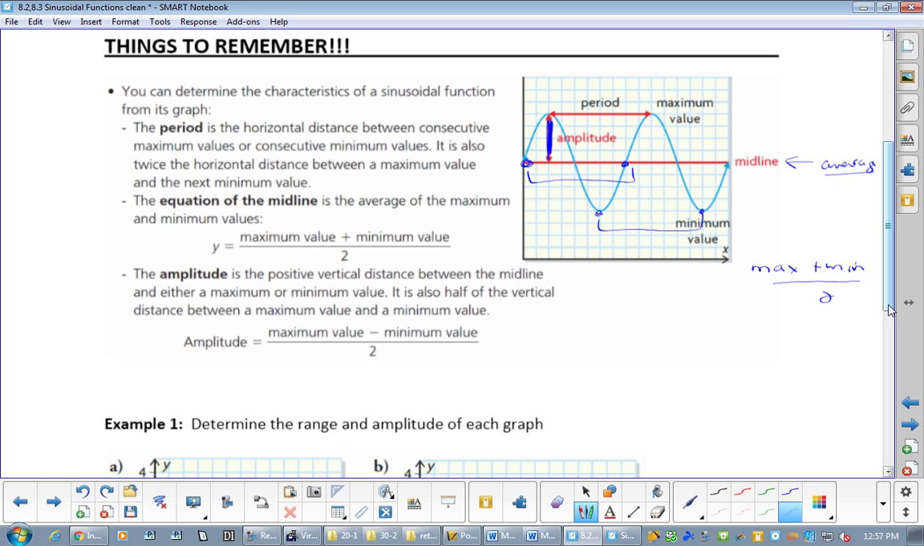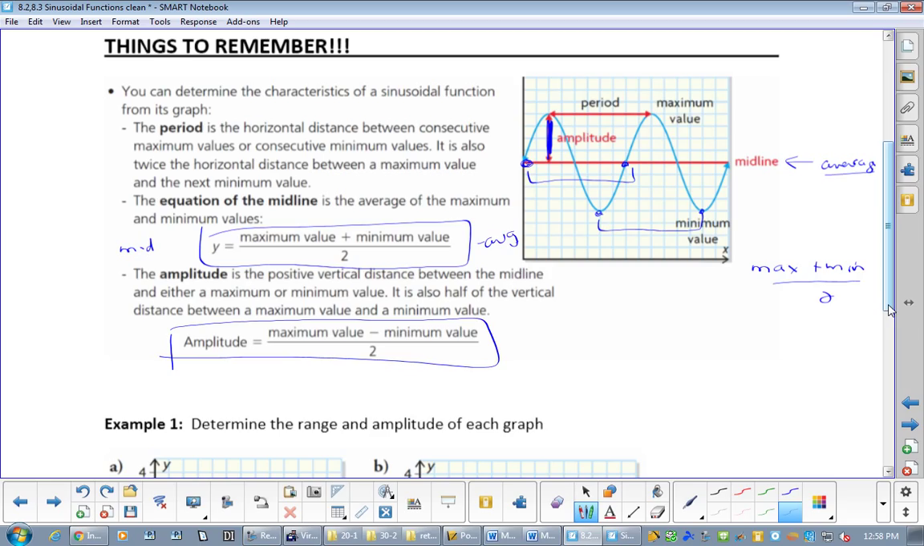So see how we can get mixed up with the amplitude formula already? Because look, this is the equation of midline right here. So this is midline. This is the equation of amplitude. How are we supposed to not mix those up? Well, I think of midline as middle, average, and we always add for averages, right? This is like average.